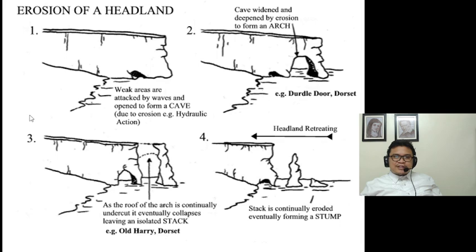Now let me proceed to the next slide. How does it happen? For example, weak areas that are attacked by waves open to form a cave due to erosion, or shall we say due to hydraulic action. And this cave is widened and deepened by erosion, which forms an arch in the process. We call it Durdle Door in Dorset. And as the roof of the arch is continually undercut, it eventually collapses, leaving an isolated stack. So the stack here is continually eroded, eventually forming what you call a stump. This one here. Okay?